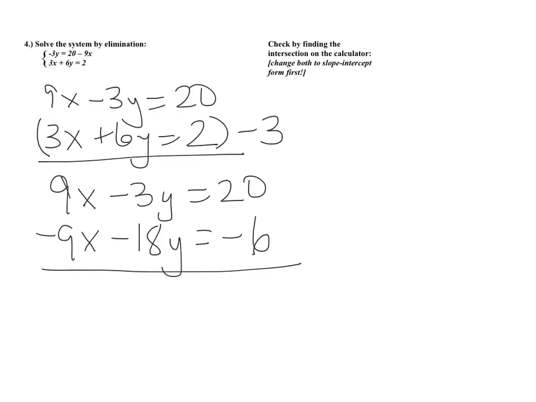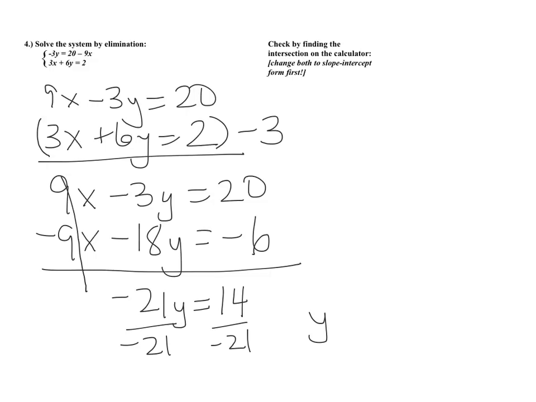So 9x plus -9x gives me 0x, so I don't need to write that because I have the y's over here. So -3y and -18y gives me -21y equals, well, 20 minus 6 is 14. And I'm going to divide everything by -21. And so now my answer is a fraction. So I get y equals 14 over -21. Well, that's just a negative fraction.